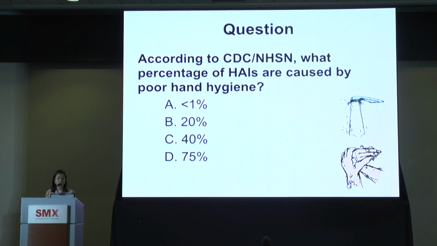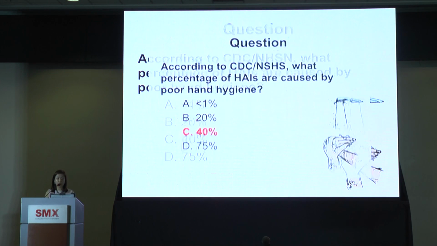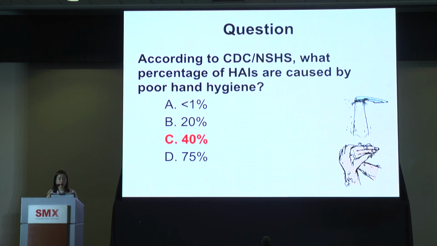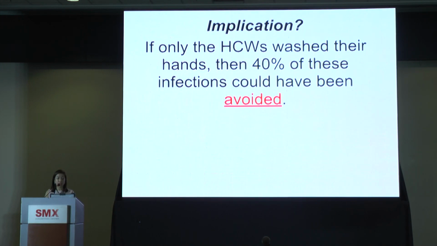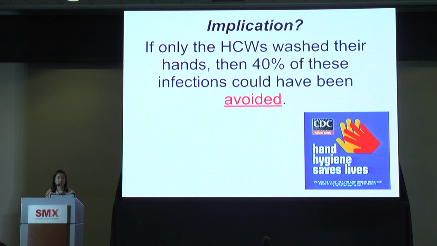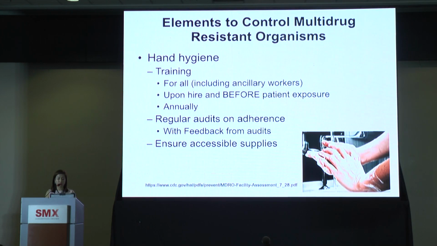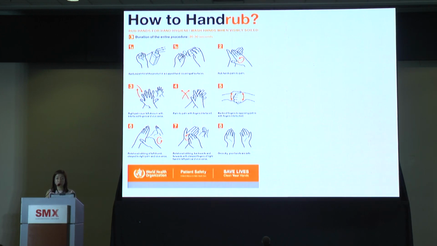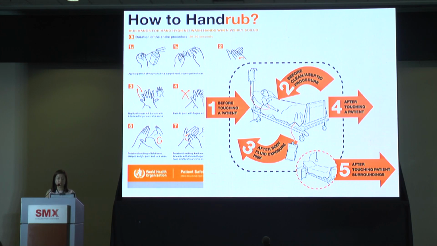but just a question. According to CDC, what percentage of healthcare-associated infections are caused by poor hand hygiene: less than 1%, 20%, 40%, or 75%? According to CDC, 40% of hospital-acquired infections can be attributed to poor hand hygiene. The implication of this is that if only healthcare workers, all of us, will do proper hand hygiene, then we can avoid having 40% of healthcare-associated infections. So let us always remember that hand hygiene saves lives. There should be persistent training and also feedback with hand hygiene. These are just some of the posters, so we all know this, and the 5 moments of hand hygiene.